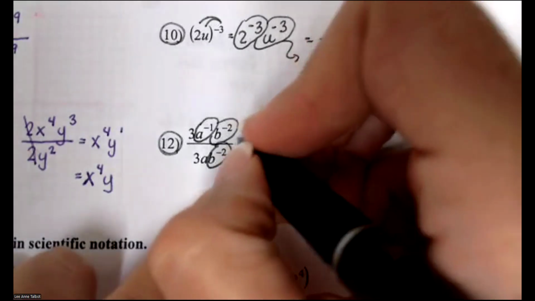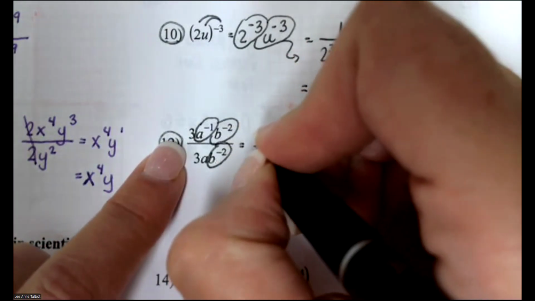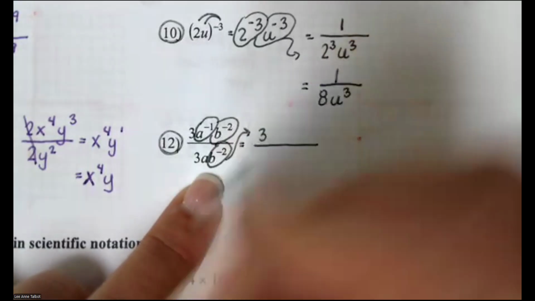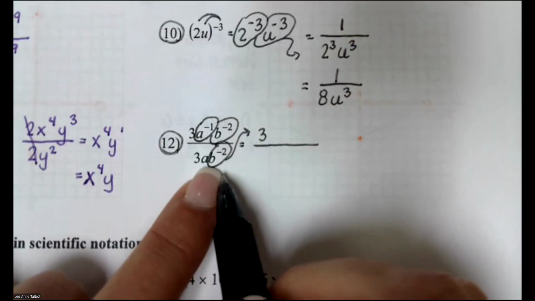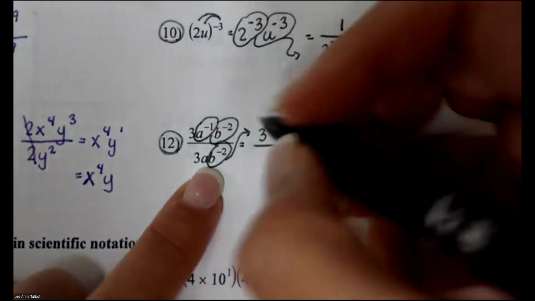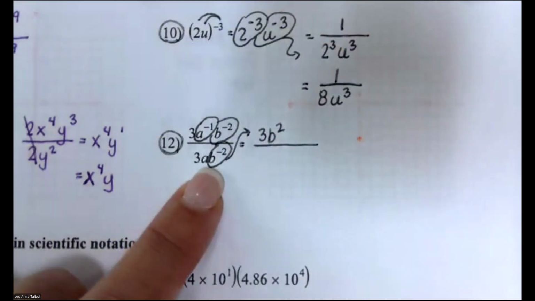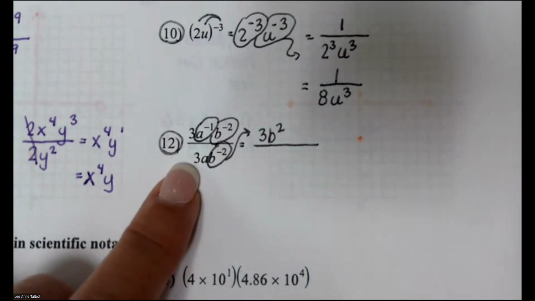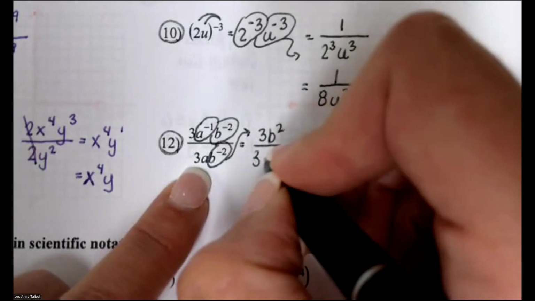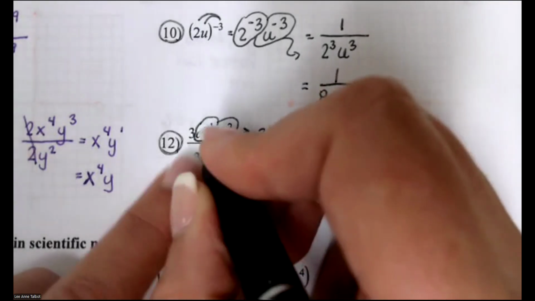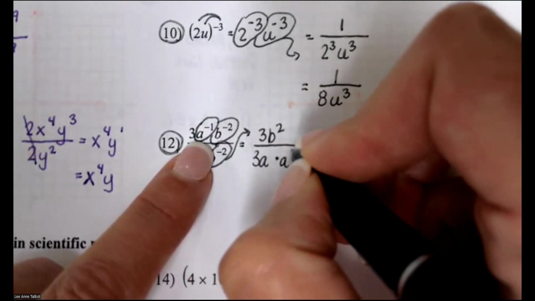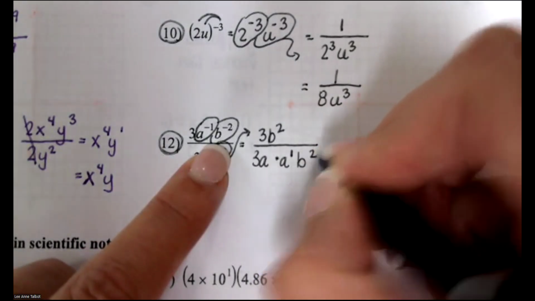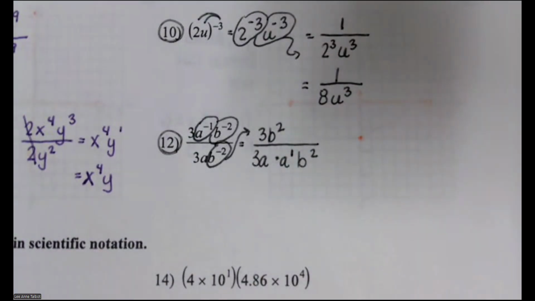Okay, number 12. I have 3 on the top, and then this guy is going to come upstairs and be b to the positive 2. Then I have 3a on the bottom. This guy is going to become a to the positive 1 on the bottom. This guy is going to become a b to the positive 2 on the bottom.